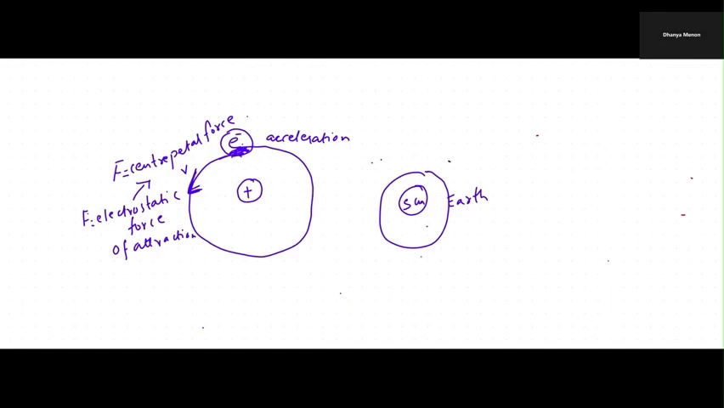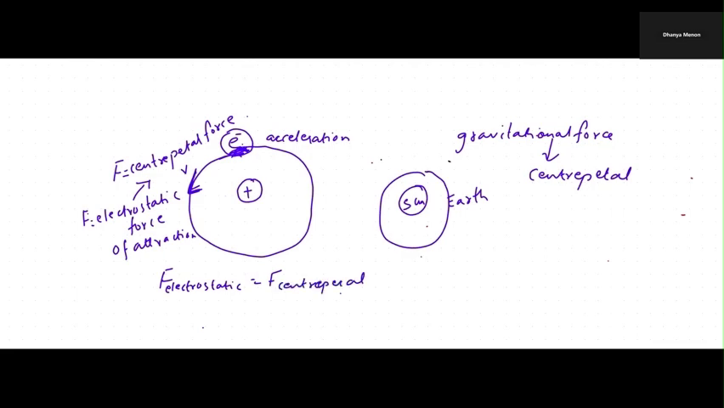Same as the sun and the earth. The earth is attracted to the sun by what? Gravitational force. So this gravitational force is converted into what force? Centripetal force. That is why the earth is moving around the sun in a certain orbit. In a similar way, this electrostatic force of attraction between the electron and proton, the opposite charges, is converted into centripetal force that keeps the electron revolving around the nucleus. So F electrostatic is equal to F centripetal. This was the explanation given by Rutherford.